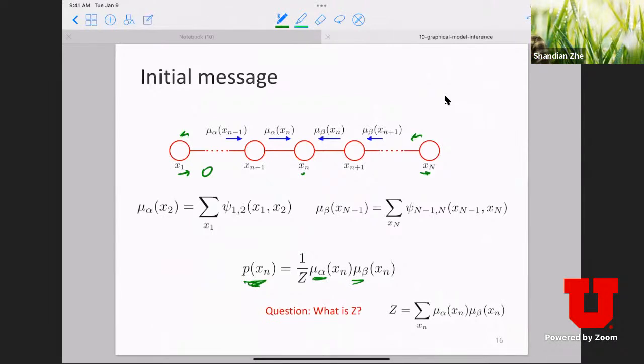And sometimes, if you do not have the normalization constant Z, what you need to do is just marginalize over xn of this message product, and you get the normalization constant.